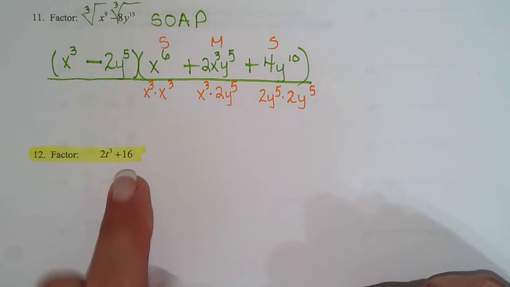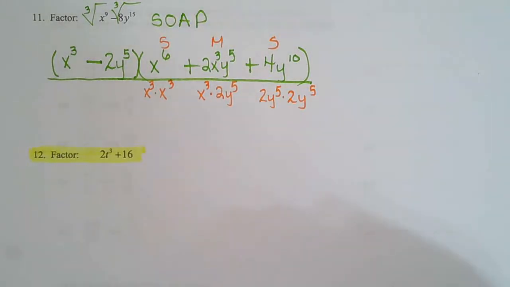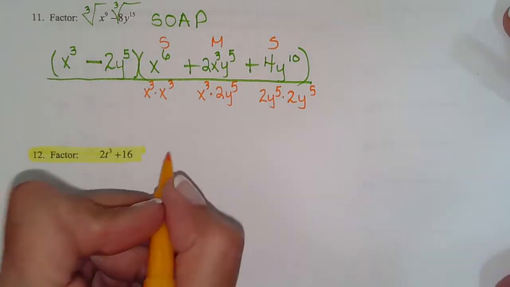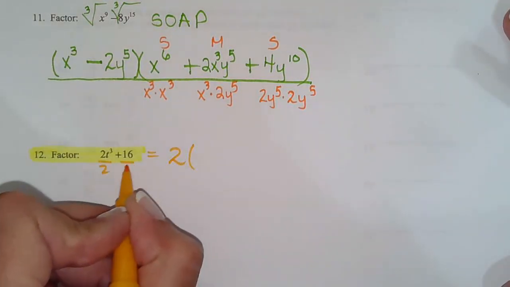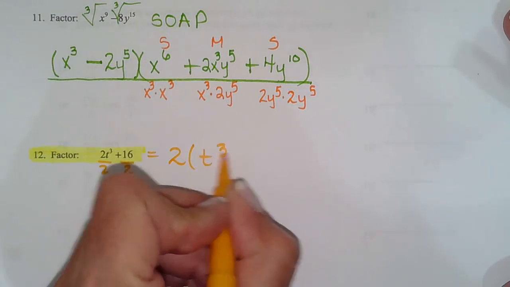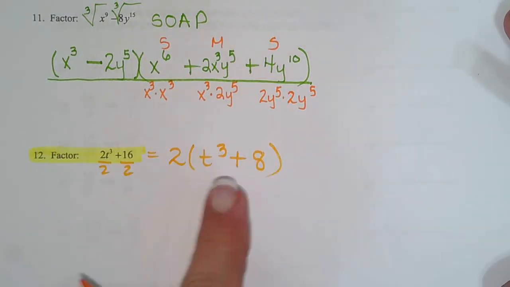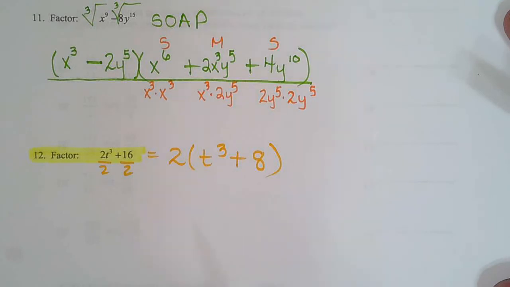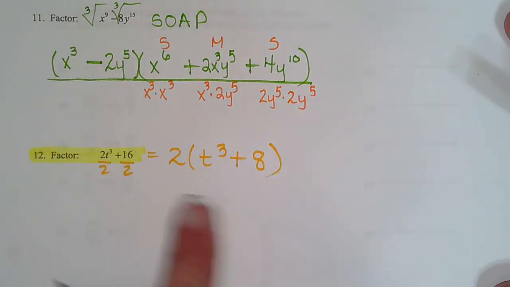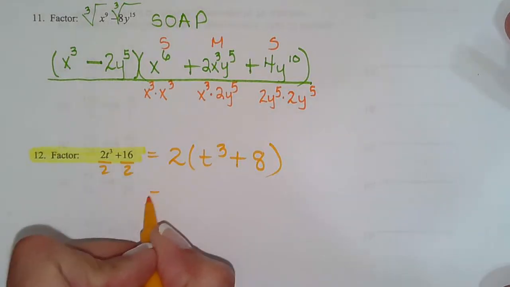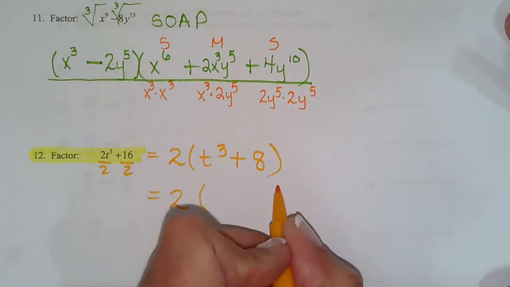Do you know how many students write prime on this? Because they go, well, 16's not a cube. You're right, it's not. But it's not prime either. 2's common. So first, you always take out a GCF if something's common. So we divide both of those by 2, and then we get t cubed plus 8. And now, all of a sudden, whoa, look at that. It is a cube. t times t times t, 2 times 2 times 2.